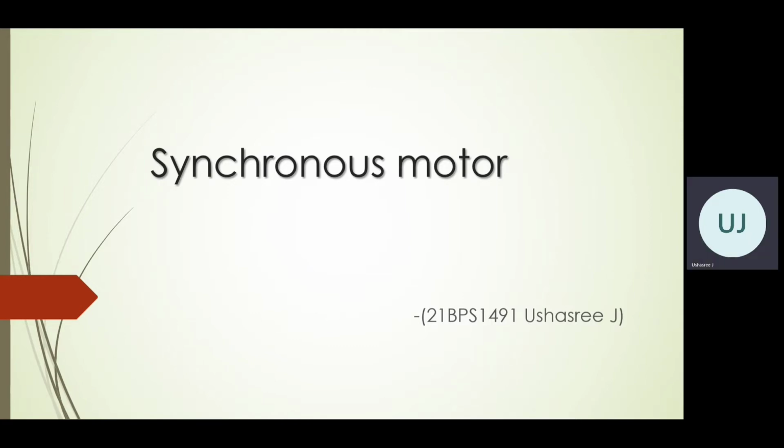Today I would like to discuss the topic synchronous motor. What are electrical motors? They are electromechanical devices that convert electrical energy to mechanical energy. Based on that, they are classified into two types, that is single phase and three phase motors. The most common types of three phase motors are synchronous and induction motors.